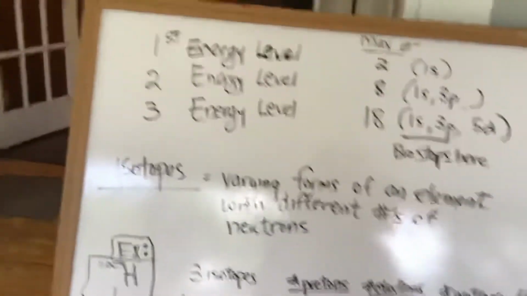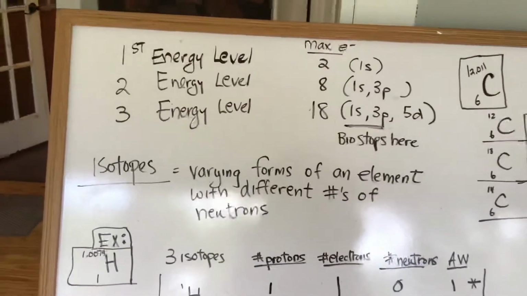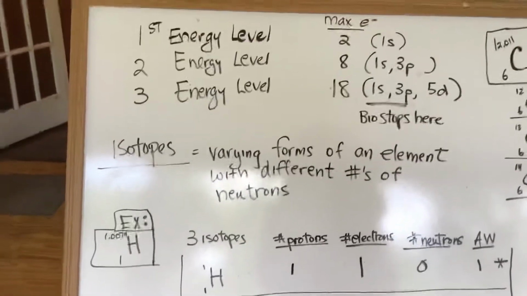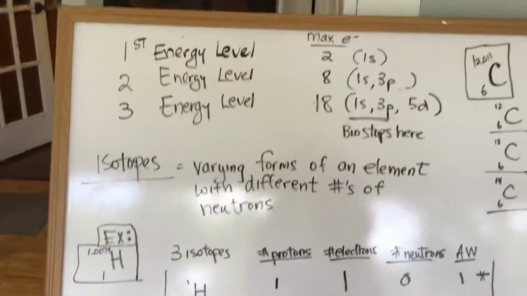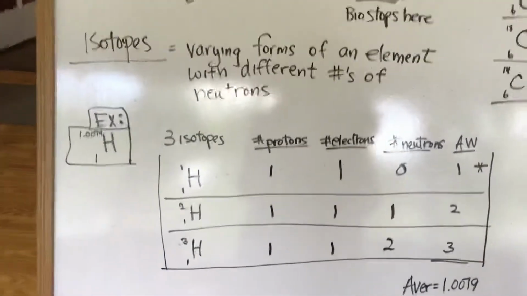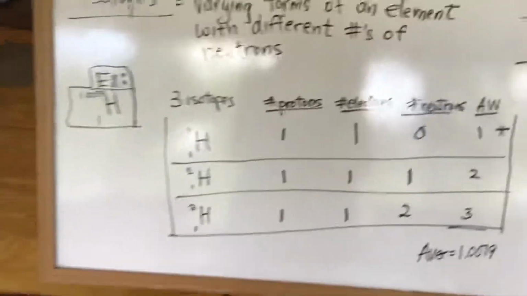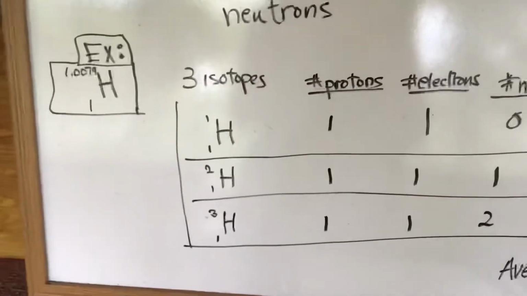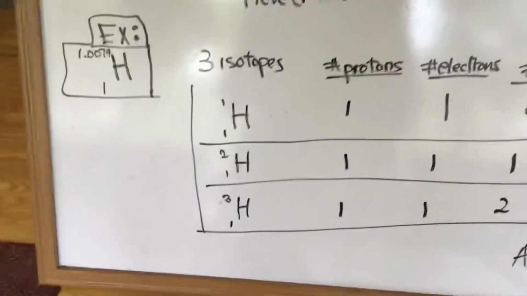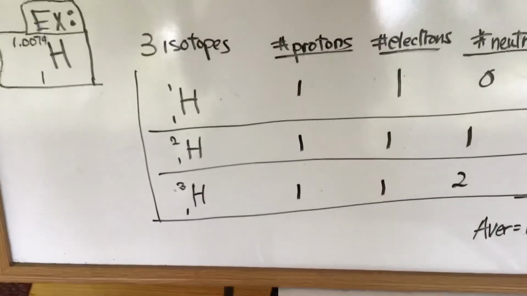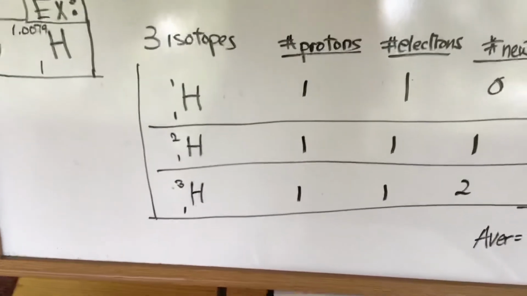Okay, the next thing we want to talk about is isotopes. Isotopes are varying forms of an element with different numbers of neutrons. So we're going to use hydrogen as an example. It's slightly confusing because we're going to have isotope 1, 2, and 3, but that is based on the number up here, the atomic weight or mass of the isotope. It's not just numbering them randomly.